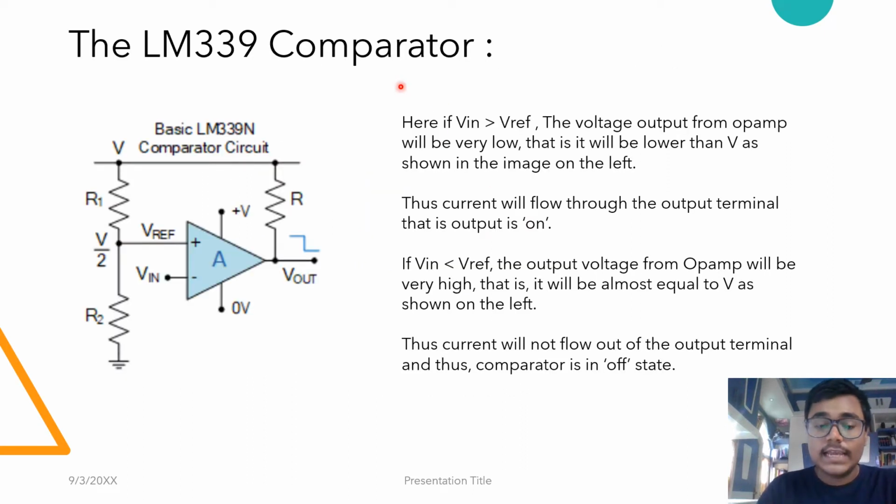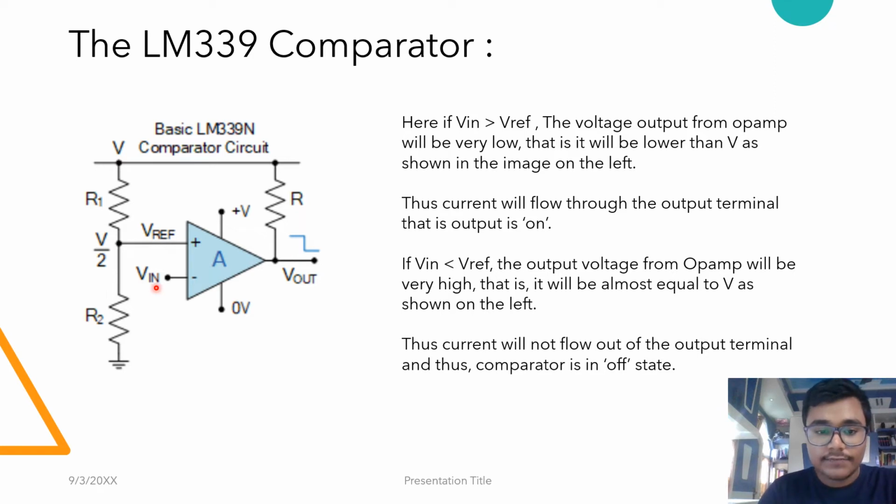Let us now look at the LM339 comparator, which is a simple circuit containing the comparator. In this circuit, the V reference, that is the input to the non-inverting terminal, is fixed at V by 2, and the input in the inverting terminal is varied. If V in is greater than V reference, then the output will be very small. So the current will flow down the resistor and out. So the op amp and the comparator will be on.